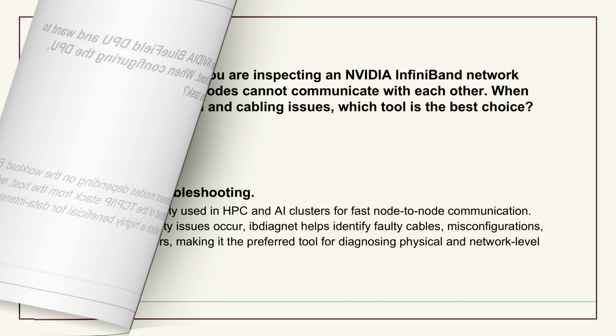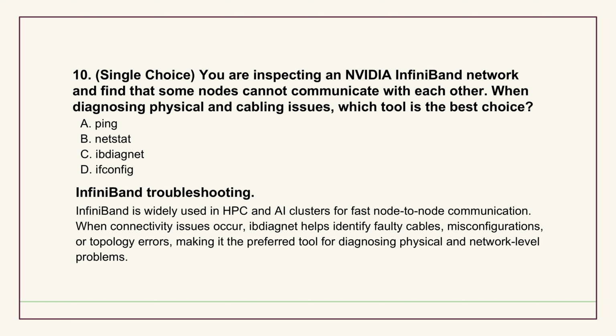InfiniBand network troubleshooting. Okay, finally, let's turn to those super high-speed InfiniBand networks. You see them a lot in HPC and large-scale AI clusters. What's your go-to tool when nodes just can't talk to each other, and you have a strong hunch it might be physical stuff like cables or connections? It's tempting to just reach for ping or something familiar, but sometimes you need something much more specialized for the job. The question asks, you are inspecting an NVIDIA InfiniBand network and find that some nodes cannot communicate with each other. When diagnosing physical and cabling issues, which tool is the best choice?